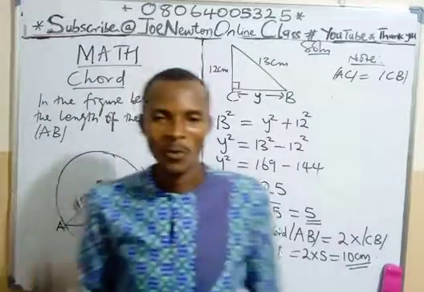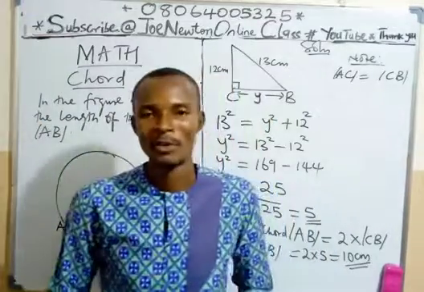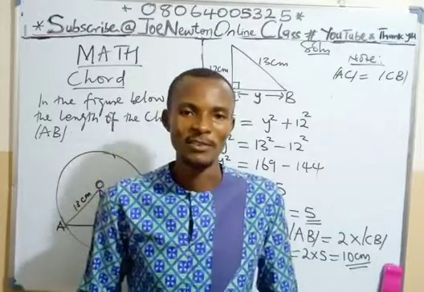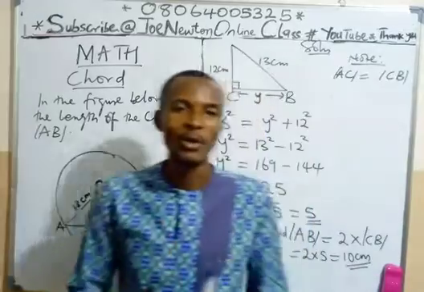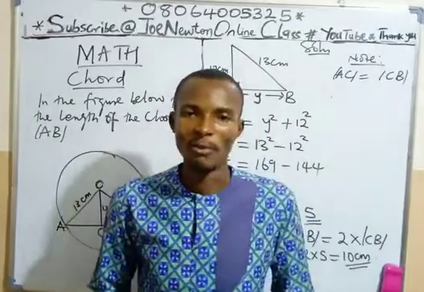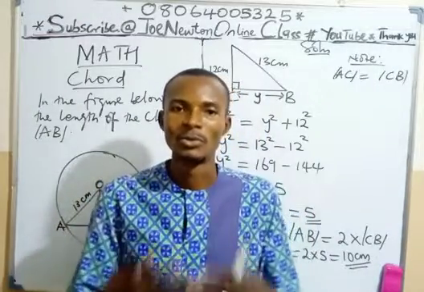So I believe with this you can tackle any similar question coming from chord properties. Even if you are asked to find the distance from the center or the radius, remember you are going to use Pythagoras theorem because it involves a right angle triangle.